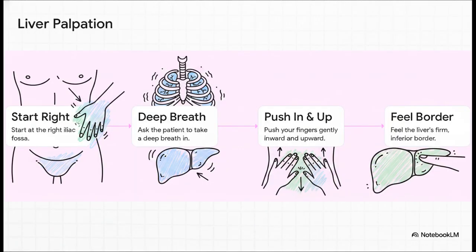Well, it requires this perfectly synchronized dance between your hands and the patient's breathing. You don't just jab at the ribs, you actually start low, down in the right iliac fossa at the bottom right of the abdomen. Then you ask the patient to take a deep breath in. As their lungs fill up with air, the diaphragm actively pushes the liver down. Right in that exact moment, you push your fingers gently inward and upward. If the liver is enlarged, you'll literally feel its firm bottom edge descend and tap right against the side of your index finger. It's pretty amazing.